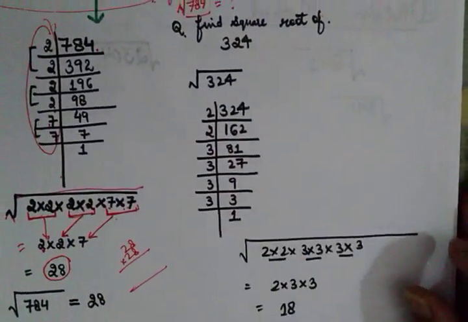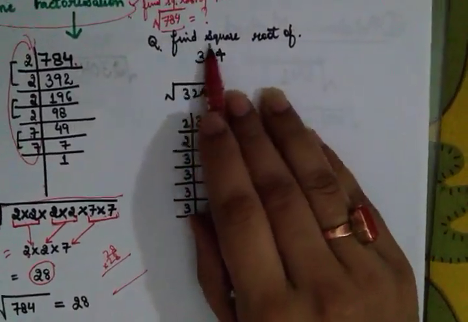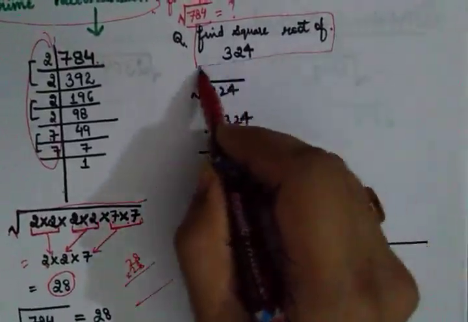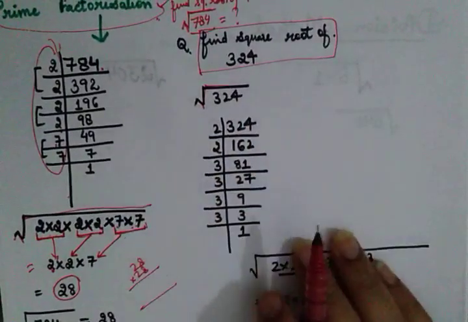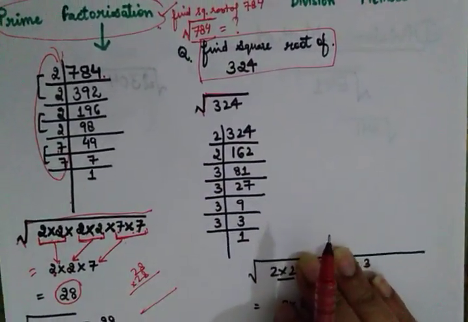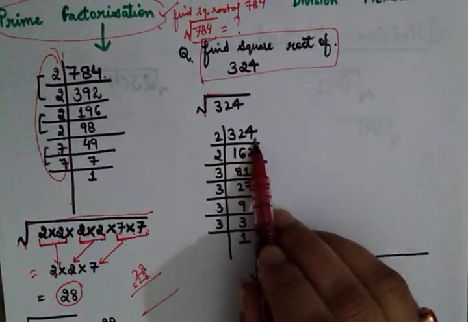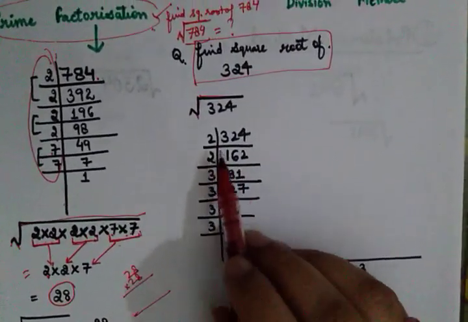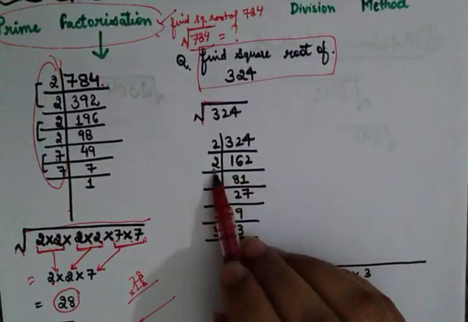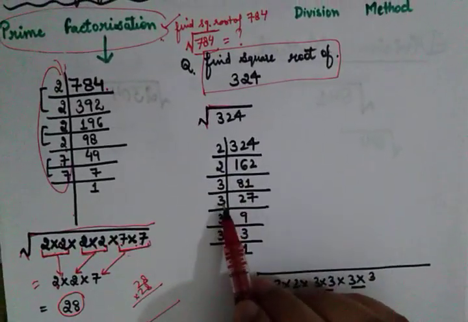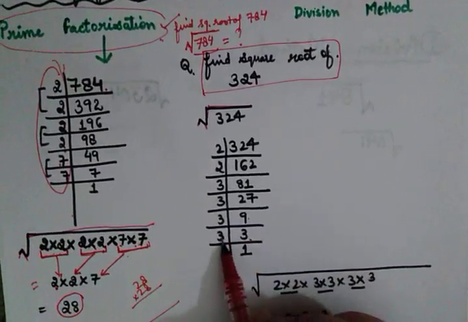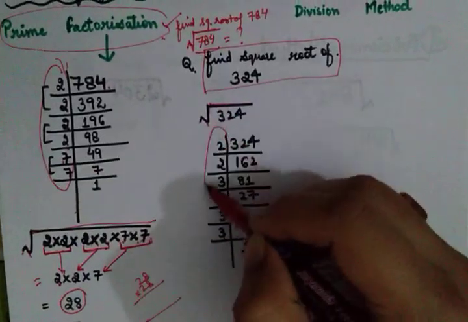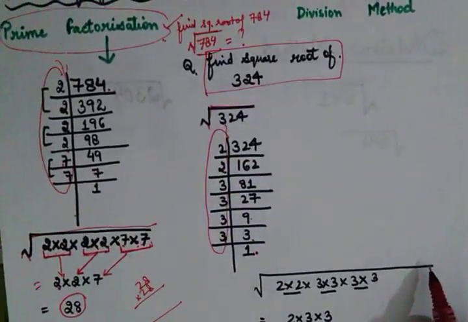Now let's take one more example. Suppose the question is: find the square root of 324. Either they will give you the question in this format, or they will directly write this square root symbol and write 324. So write 324 and start doing its prime factorization. So by 2, 162 came, again by 2, 81, then by 3, 27, by 3, 9, by 3, 3, 3 again, 1. Once the prime factorization is done, again take out all these numbers and put them under this sign.